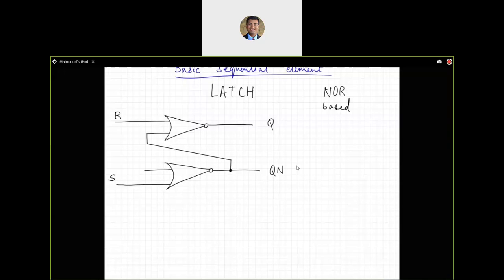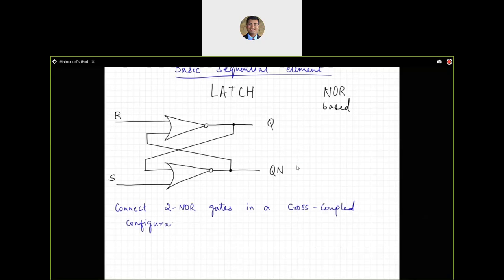And similarly, I have the input to the second NOR gate coming from the output of the first NOR gate. So by connecting two NOR gates in what we call a cross-coupled configuration. So connect two NOR gates in a cross-coupled configuration.